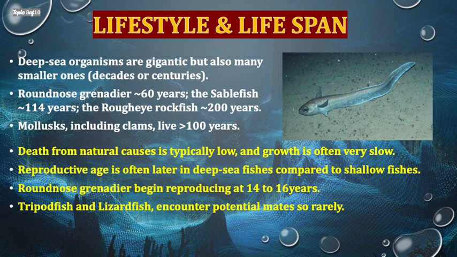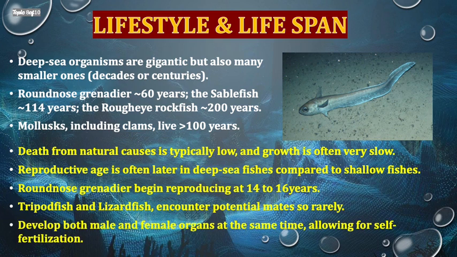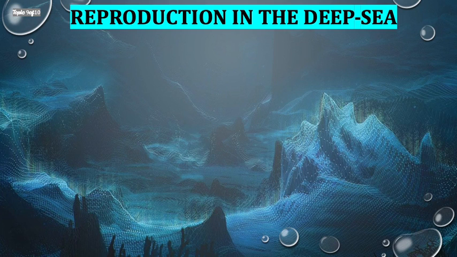Also, for the tripod fish and lizard fish, it is very rare to encounter their potential mates. But in order to sustain their population, they adapted to this kind of condition where an individual develops both male and female organs at the same time. So that actually allows an individual to do self fertilization.